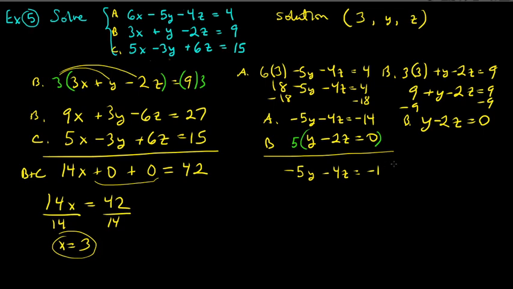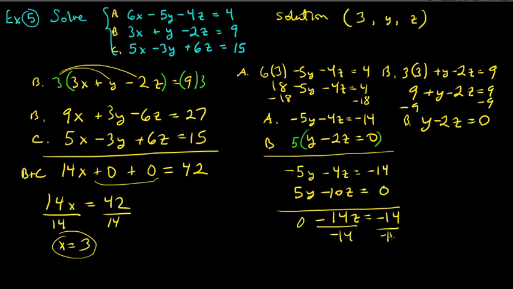Let me try that again. Minus 14 here. Okay, and equation B is positive 5y minus 10z equals 5 times 0, which is still 0. So when you add these, you get 0y. You get negative 14 times z equals negative 14 plus 0, which is negative 14. So divide by the negative 14, and we get z equals 1. Okay, so z is 1.